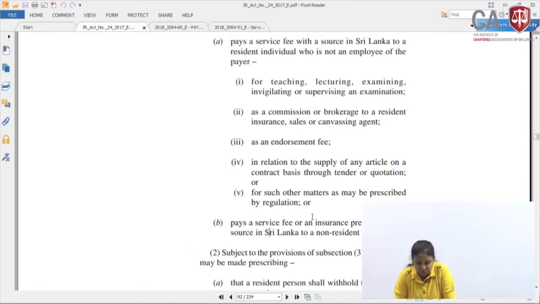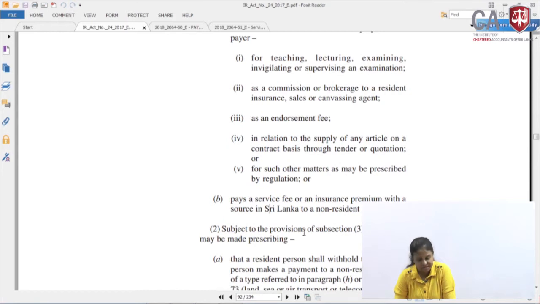Now I need to show this theoretical provision. The service fee rate is 14%. How is that 14% derived? It is under section 85 subparagraph 1, part B. Okay. Then we will come to that telecommunication thing.